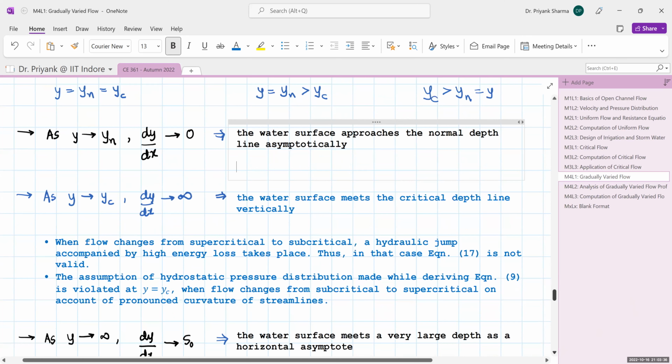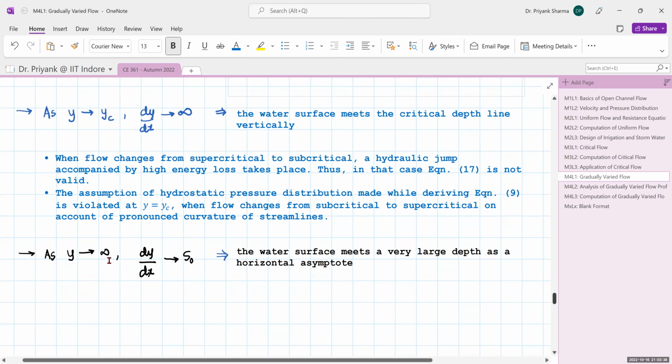Then we have the last case where your y tends to infinity, where your dy by dx tends to s naught. So in that case, your y tends to infinity, so that means the water surface meets a very large depth as a horizontal asymptote. So these are all conditions where we can characterize the flow surface profiles, and in the next lecture we will understand how to analyze the gradually varied profiles. So till then, have a nice day, and we'll meet next time.